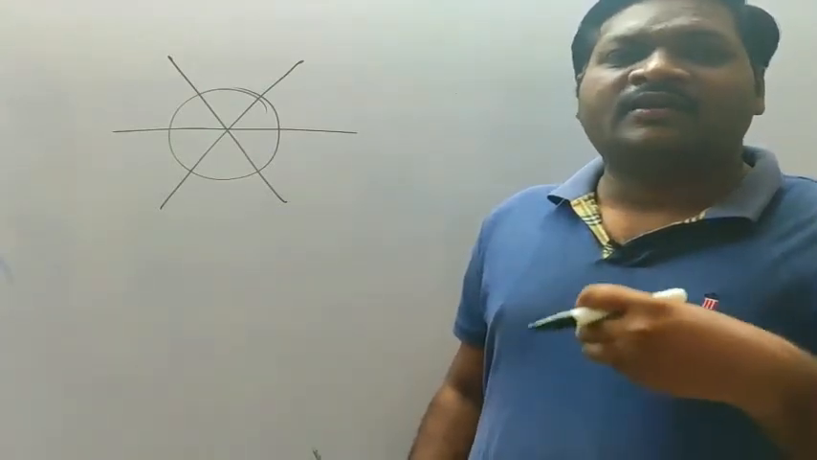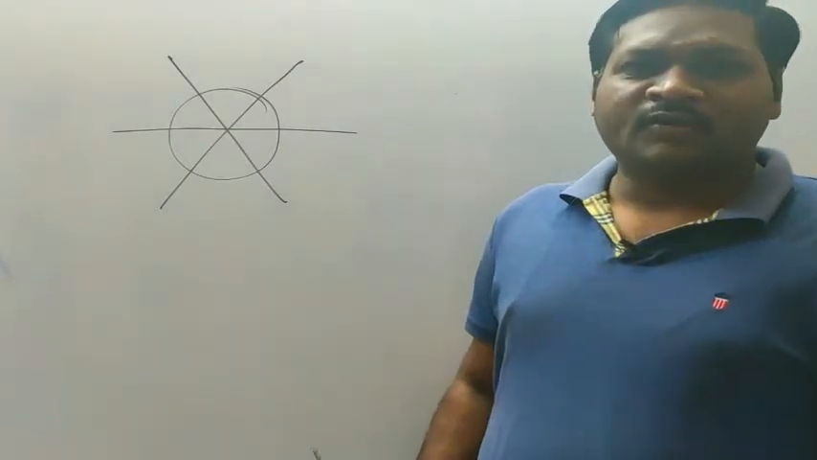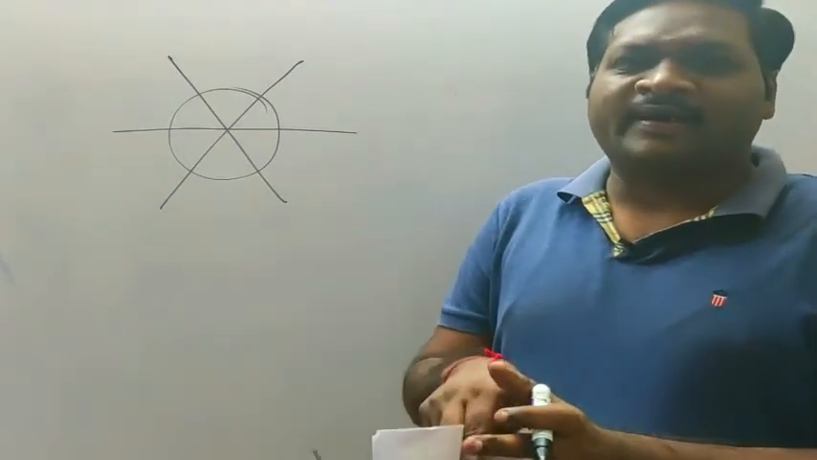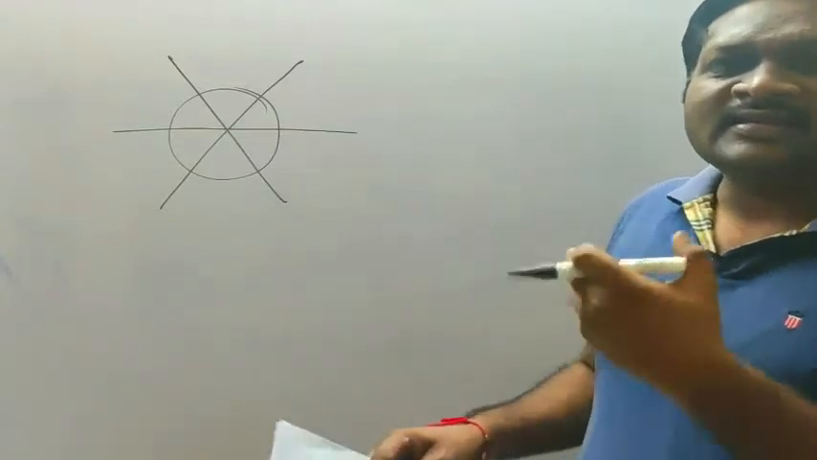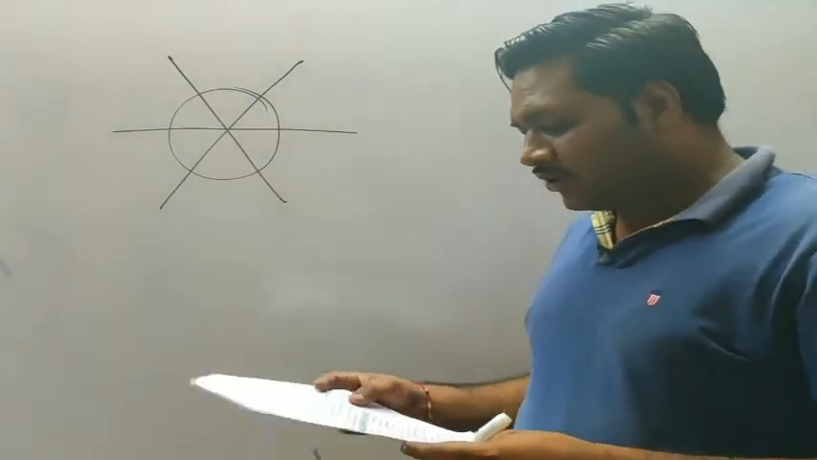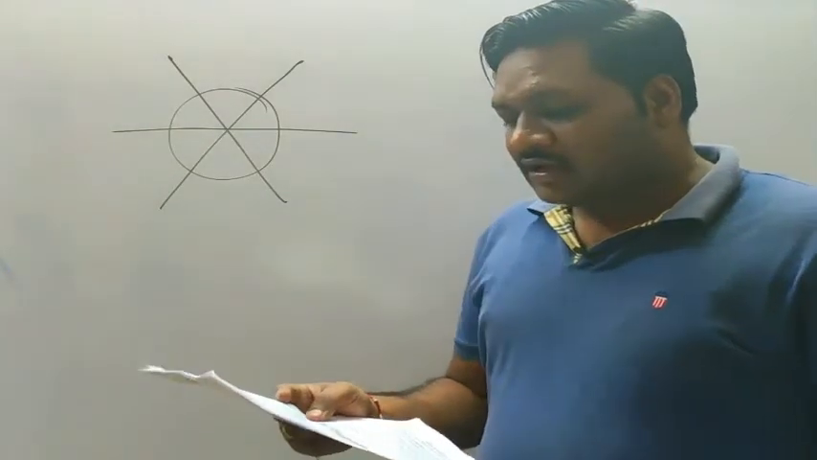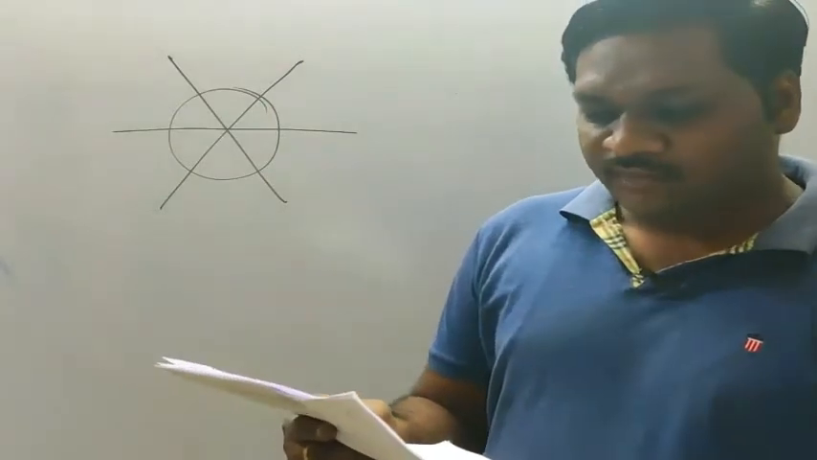But these cells are working independently. They are not working in a coordinated manner. So what we are calling it is having a cellular level of organization. The next question is question number 94.